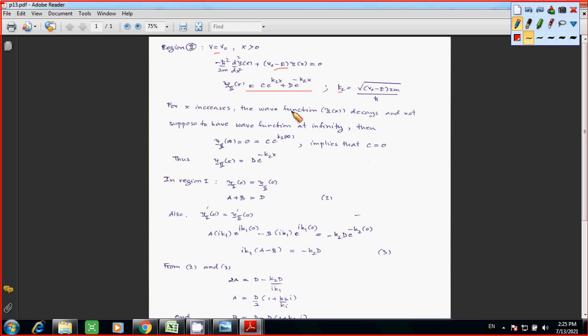Since you don't have this term, because for x greater than 0, you cannot have this term, because this term is going to be increasing, right? That's not physical. So C needs to drop. That means C equal to 0. You have only the exponential negative k2x for the wave function in region number 2.